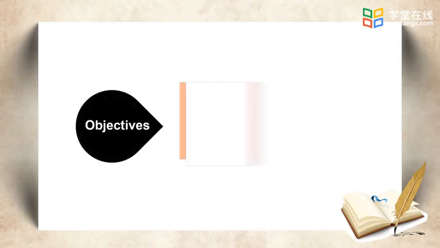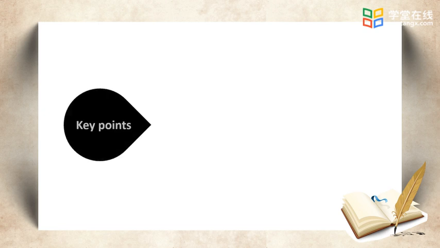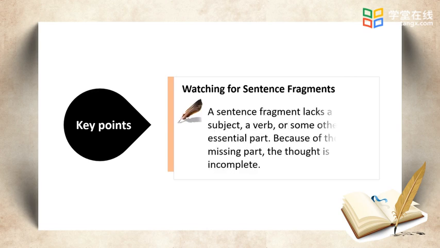The most common sentence errors are fragments, run-ons, misplaced and dangling modifiers, and unparalleled structure. Today we'll focus on fragments and run-ons. A sentence fragment lacks a subject, a verb, or some other essential part. Because of the missing part, the thought is incomplete.